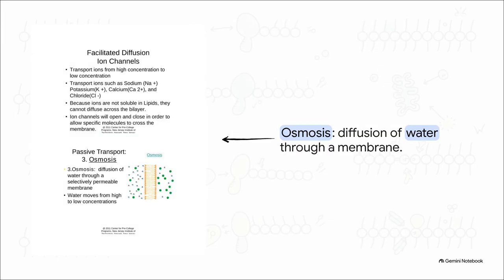Then we have a very famous type of passive transport called osmosis. This is specifically the diffusion of water through a selectively permeable membrane. See, when solute molecules are just way too big to pass through the membrane's pores to balance things out, the water moves instead. It flows freely from where there is a high concentration of water to a low concentration of water, just trying to balance the whole system.